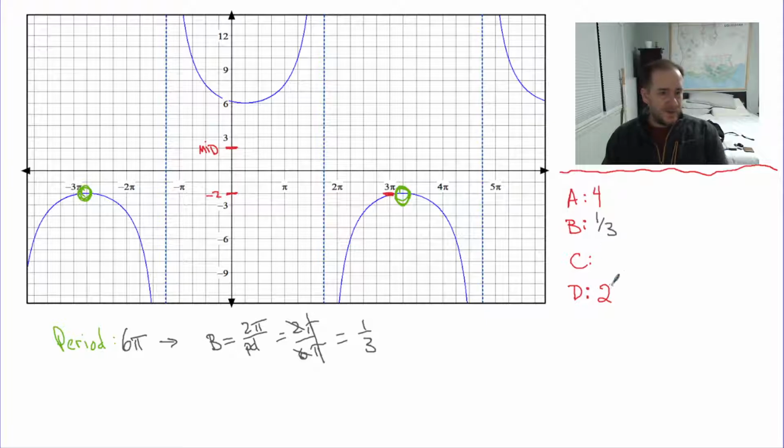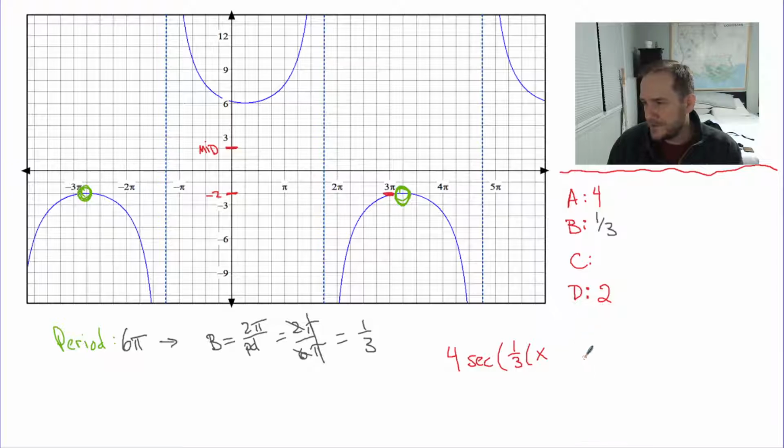Alright, so we now have everything. To write a secant function, it'll be 4 times the secant of 1/3 times x with some phase shift. What's the phase shift? Well, if you're writing a positive secant function, then again, I urge you, visualize the sinusoid that runs through this graph. So the midline point should have been here.